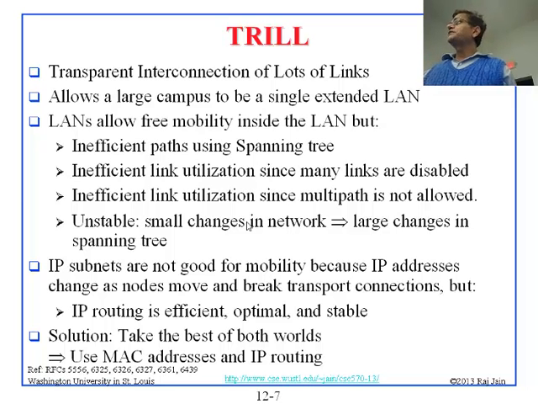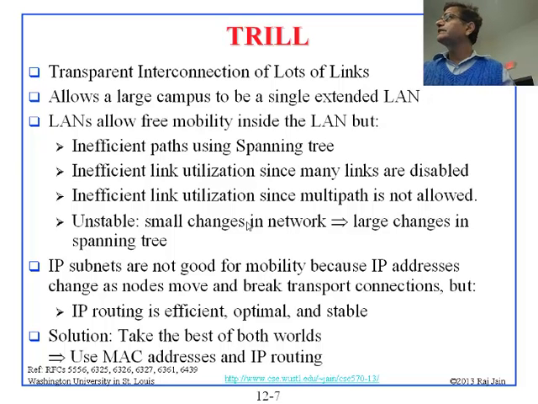So at that time, spanning tree was the main thing, and the issue is that with spanning tree, if you want to cross a large campus, you are going to be totally off the optimal path. Inefficient link utilization, since many links are disabled. We know this problem with the spanning tree also. Inefficient link utilization, since multipath is not allowed. And then unstable. Small changes in the network, large changes in the spanning tree. When something breaks, we lose a lot of time, and the whole network becomes different.